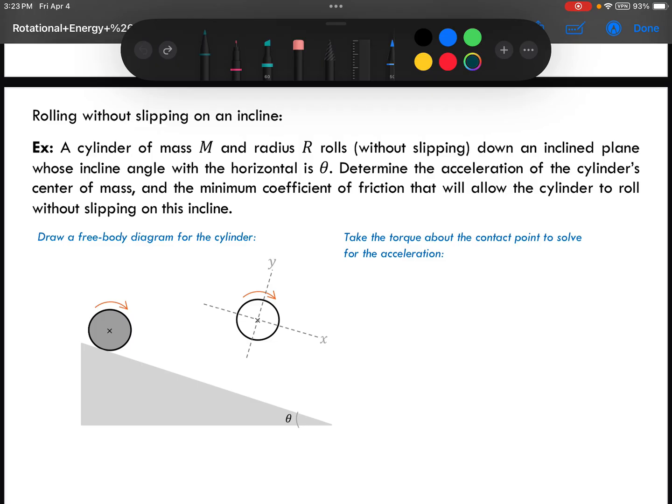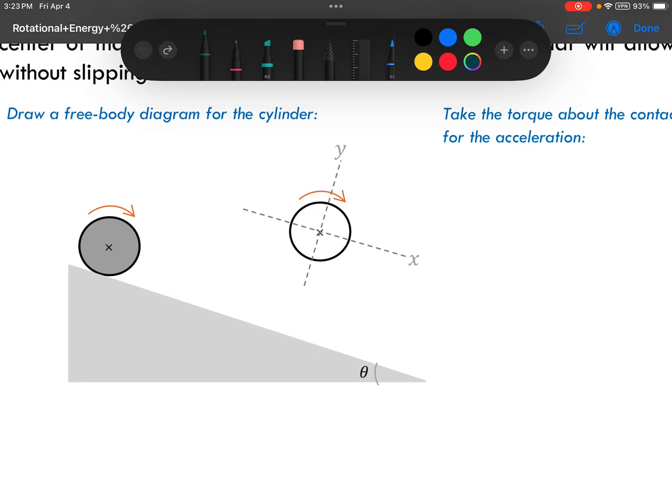The cylinder has mass M, so it has weight, capital Mg, acting straight down, and that vector is coming from the center of mass. Remember, weight always acts from the center of mass. The cylinder is on the surface, so there's a normal force from the incline onto the cylinder, and we know that's perpendicular to the incline itself. So here's our normal force. It also acts at the center of mass of the cylinder.